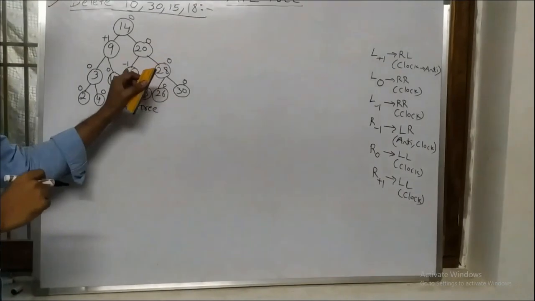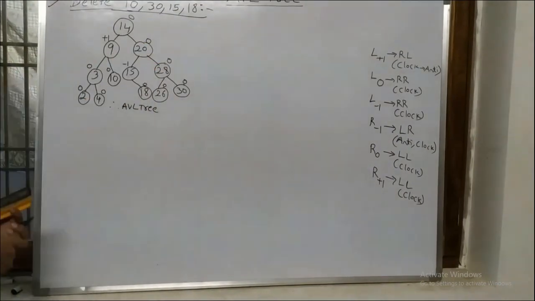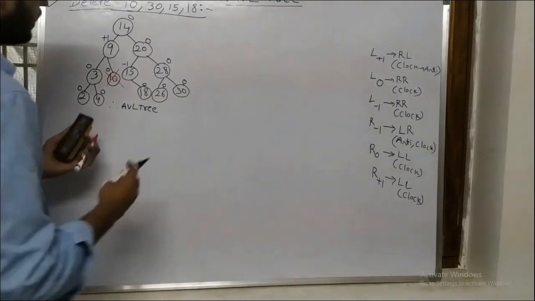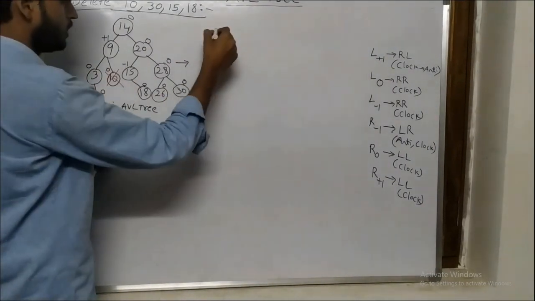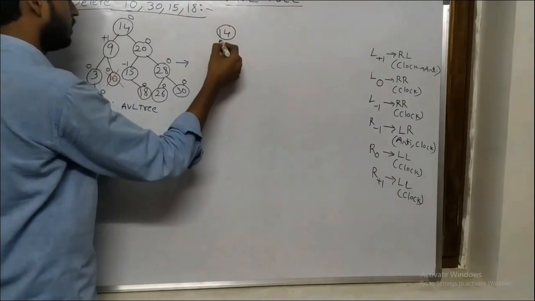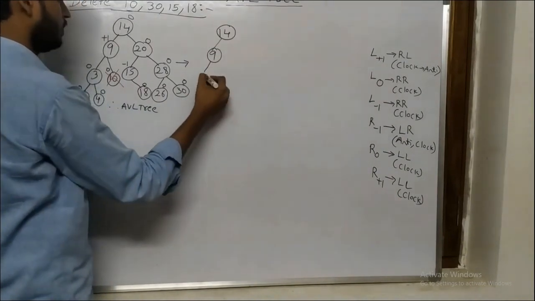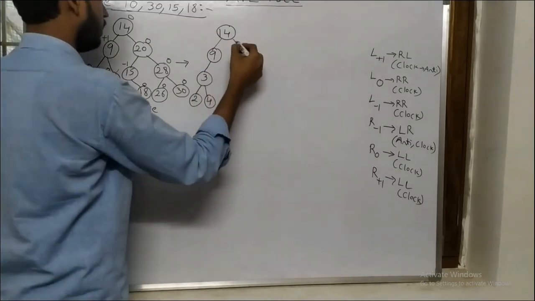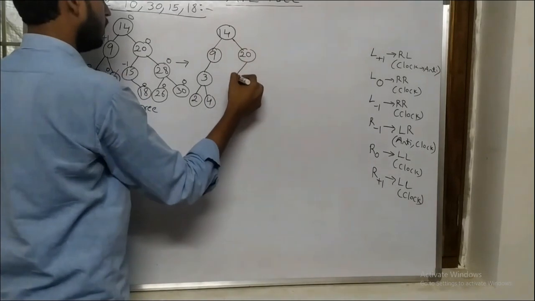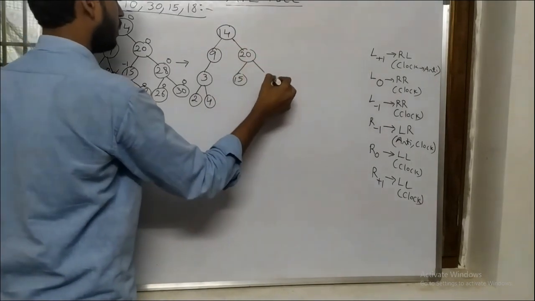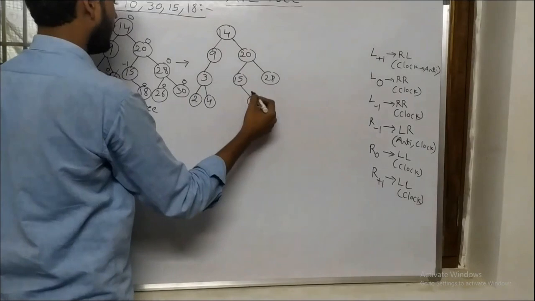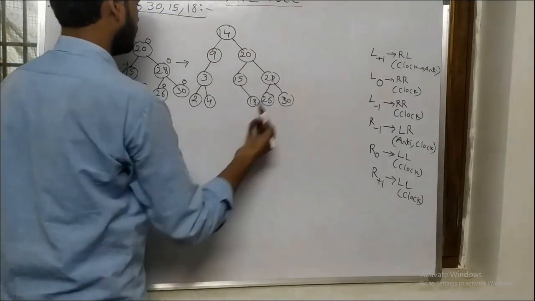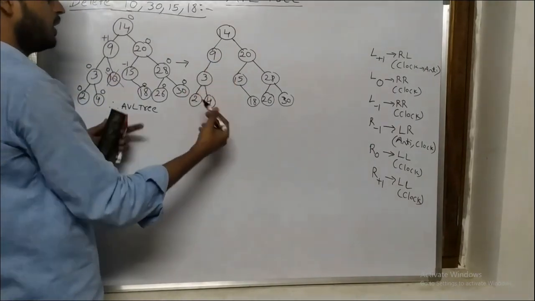Okay, so first we will take deletion of 10. If I delete this 10, my tree will look like this. Just see: 14, 9, 3, 2, 4, 20, 15, 28, 18, 26 and 30. See, because of this deletion, only this left subtree is modified.